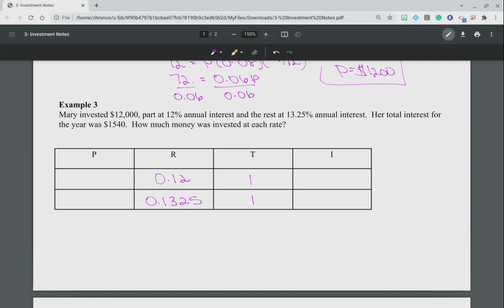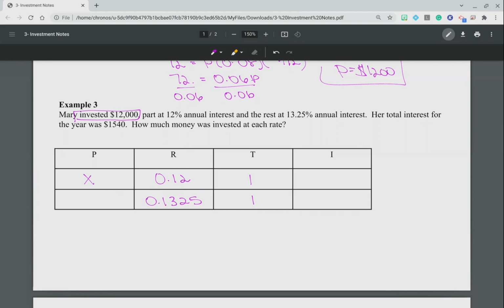Now principal, remember, is the amount of money invested. I don't know how much money was invested in each of these. That's what I'm trying to figure out. So what I'm going to do is I'm going to call the top one X. Okay, I don't know how much I'm investing at 12%, so I'm going to call that X. Now, what I do know is that I invested $12,000. Remember, the principal is the amount invested, so the total amount invested is $12,000.